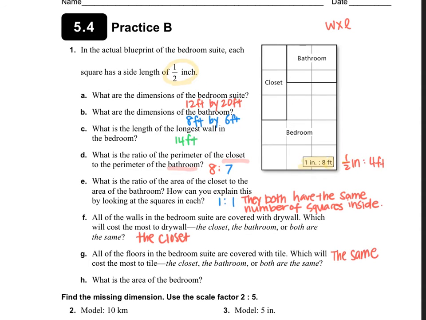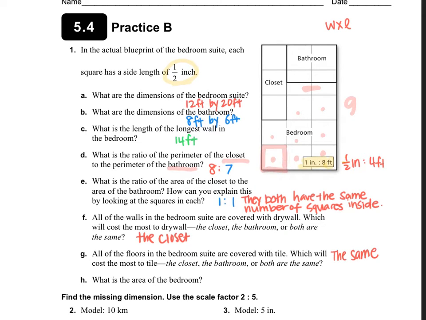On the last question for this activity, they're asking, what is the area of the bedroom? So we'll have to find out the area of the bedroom by finding out how many of these tiles you have. And for this half, you're going to consider these 2 halves as 1. So you have a total of 1, 2, 3, 4, 5, 6, 7, 8, 9 tiles.